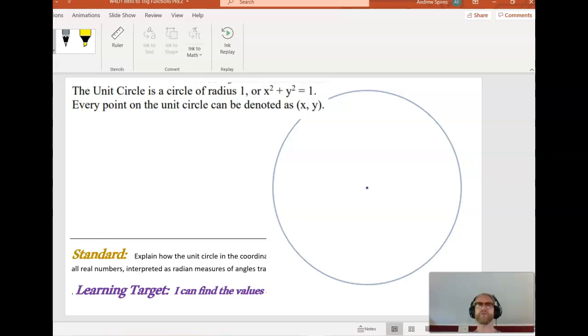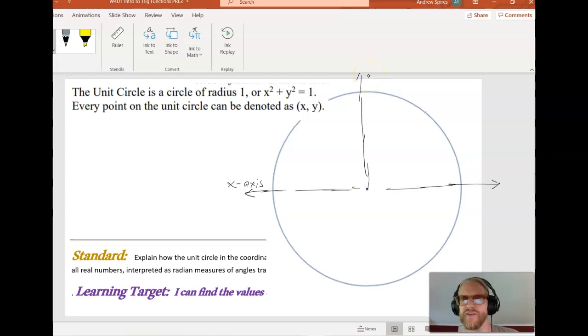So we're going to take a circle and we're going to actually coordinatize it. We're going to take the x-axis, we're going to take the y-axis, we're going to center the circle at the origin. Okay, and then you're going to take any point.